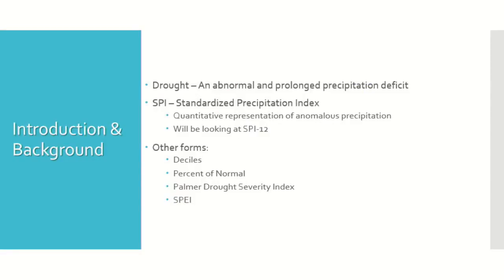So in climate, we use indices to help quantify these things. As you can see up there, we have multiple indices we use. I'll be using the SPI. It's quantitative, and it's very region-specific. Deciles and percent of normal aren't as region-specific. The Palmer Drought Severity Index and the SPEI are region-specific. However, the PDSI uses about 40 different variables, which Jamaica doesn't have at the moment. And the SPEI uses evapotranspiration, which we kind of have, but not as much as precipitation.